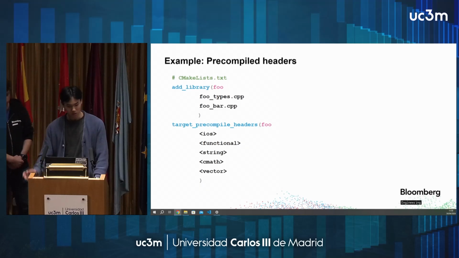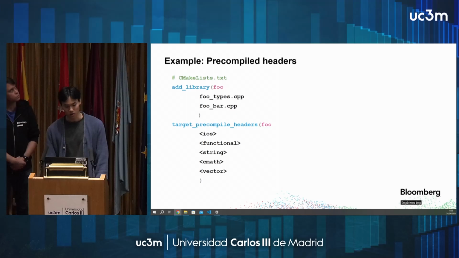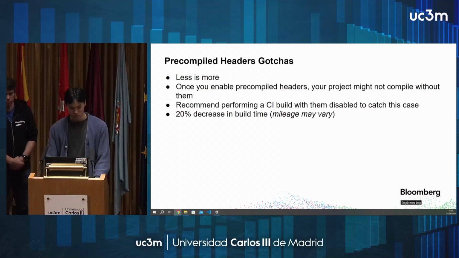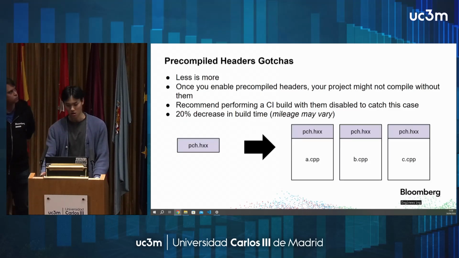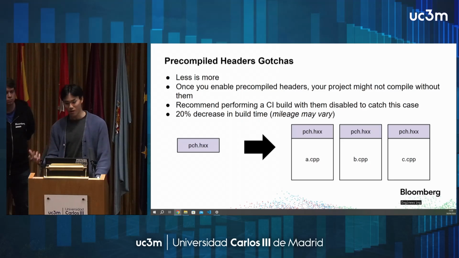So here's an example using precompiled headers. We've created the foo object library with foo types and foo bars as source files. And we're saying for this object library, we're going to precompile the following headers. That'll generate a CMake PCH file. And this file will actually be prepended to all translation units. So this is why you don't really want to precompile too much. If you have 50 or 60 different headers you try to precompile, then you're actually slowing up the process. For a few headers that are included very often in most translation units, great candidate.